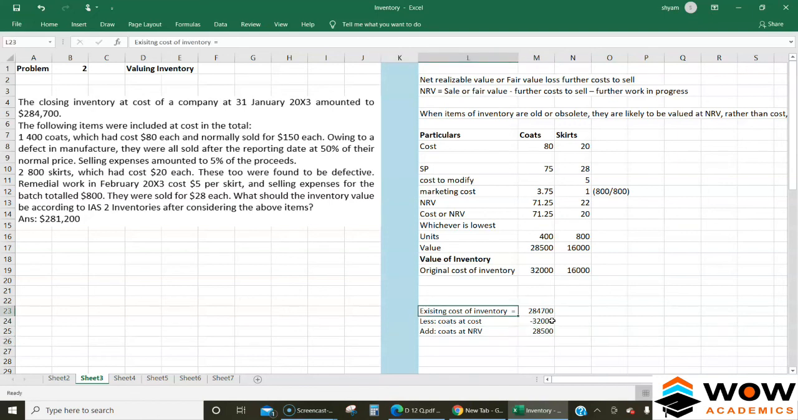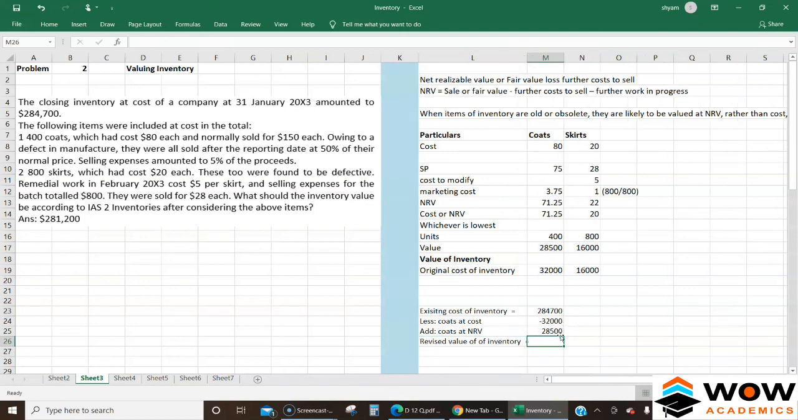So the revised value of inventory would be this number. So we got the answer. We removed the wrong cost and updated it with the correct cost. Okay, so that's about this problem.